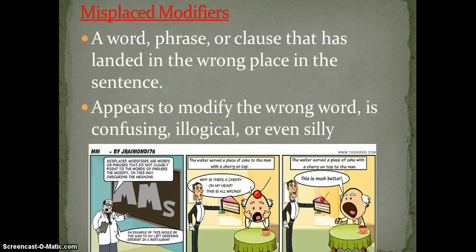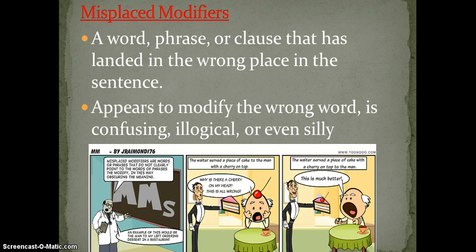The second mistake that people can make when using modifiers is a misplaced modifier. A misplaced modifier is a word, phrase, or clause that has landed in the wrong place in the sentence. So again, it is misplaced. It is not in the right place. It appears to modify the wrong word. It's usually silly, confusing, or illogical.